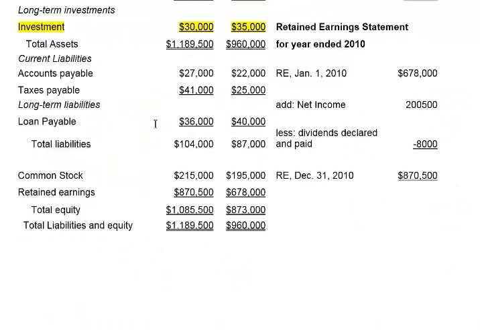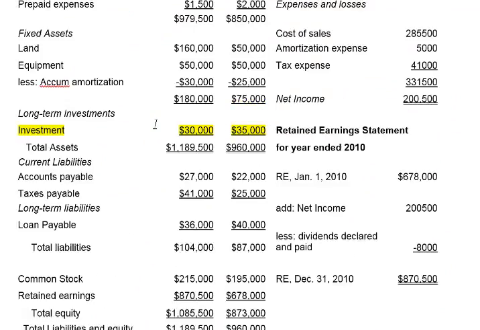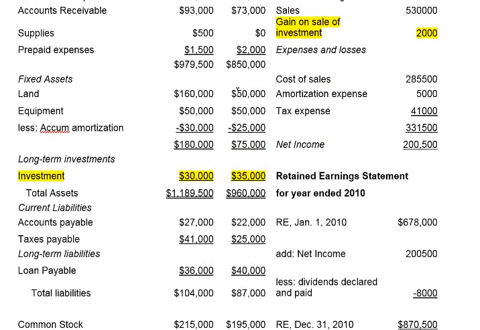How do I know that? Well, let's go back here. I could see here that my land went from $50,000 to $160,000. The question didn't say that you took out a loan for it. It didn't say anything like that. So you must have paid cash for it. Otherwise, we'd have told you.